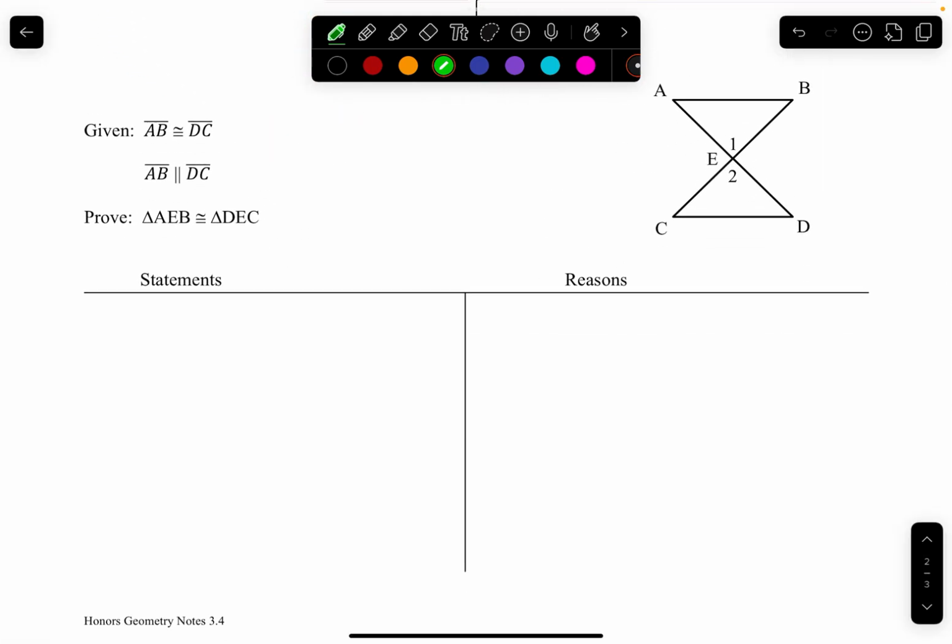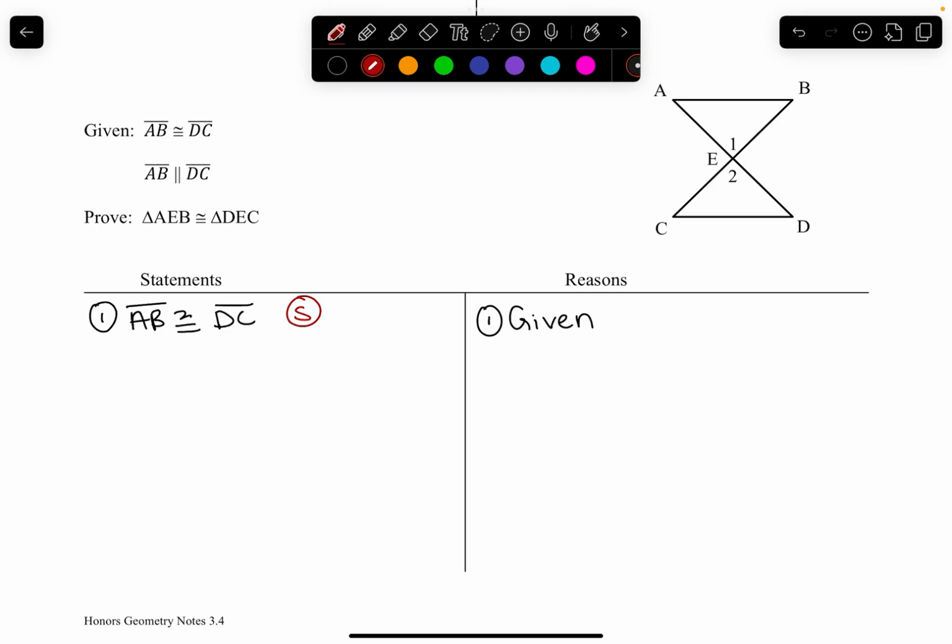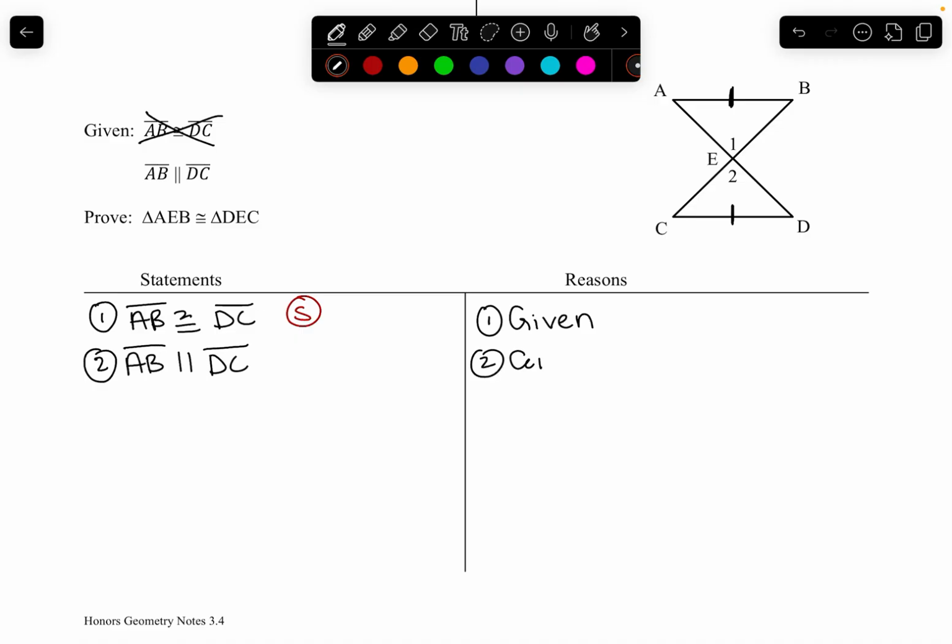We're going to start with our givens. And my first given is that segment AB is congruent to segment DC. That is true because it was given to me, and that's already a side that I can mark congruent. So AB is congruent to DC. Yay. Next, I have that segment AB is parallel to segment DC. Ew. My letters are looking very not good.